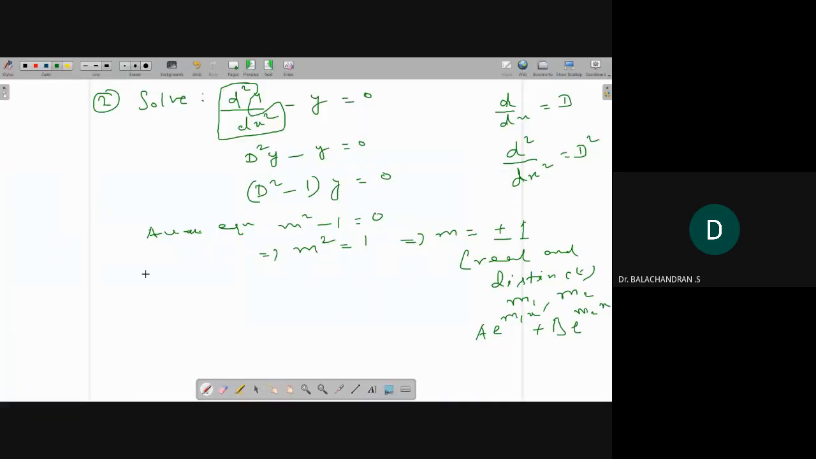Later I will explain how it comes. Now, suppose the roots are real and distinct. The solution is of the form a into e power m1 x plus b into e power m2 x. When I come to teach second order differential equation, I will tell how it comes. So now I'm going to use this result. So the complementary function is.